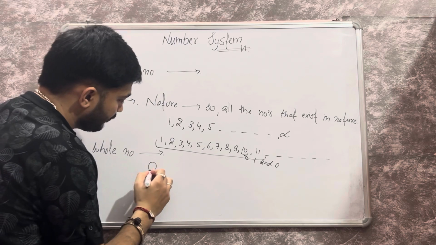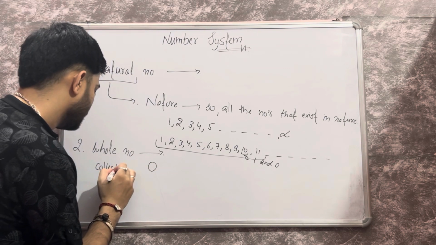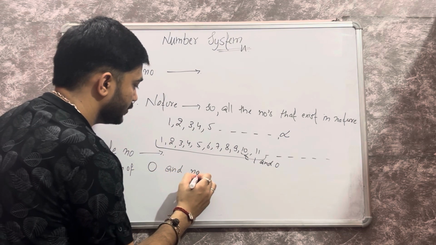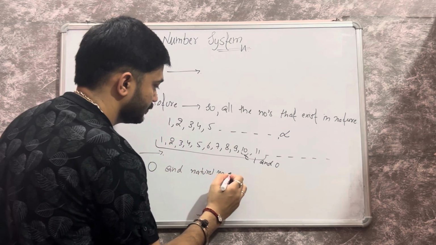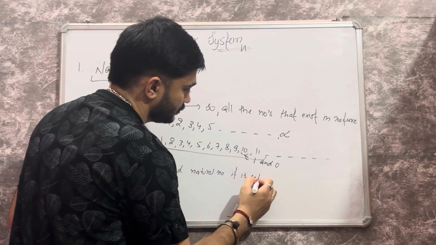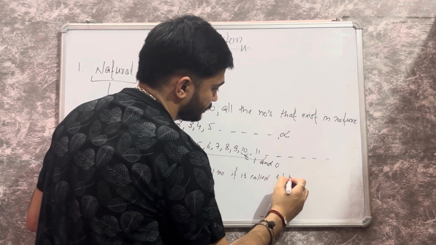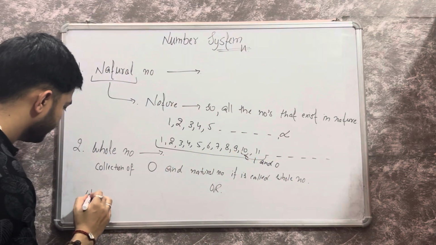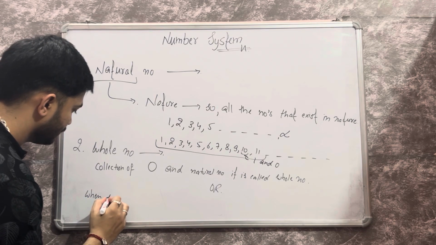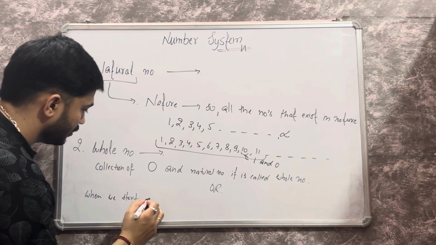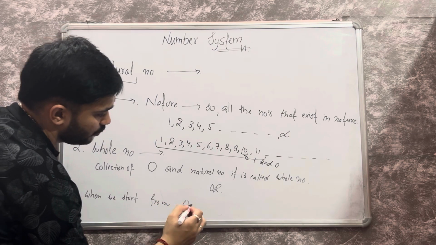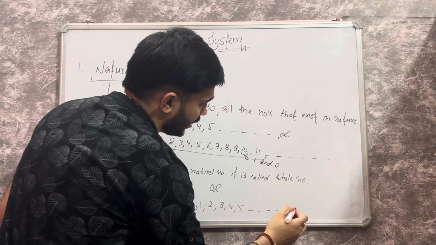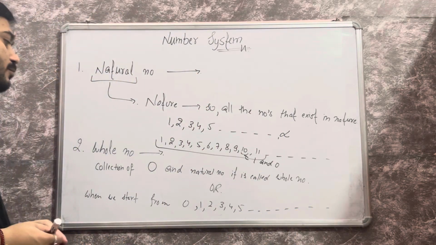So when we have a collection of 0 and natural numbers, it is called whole numbers. Or you can say that when we start from 0, 1, 2, 3, 4, 5 and go on, it is called whole numbers.